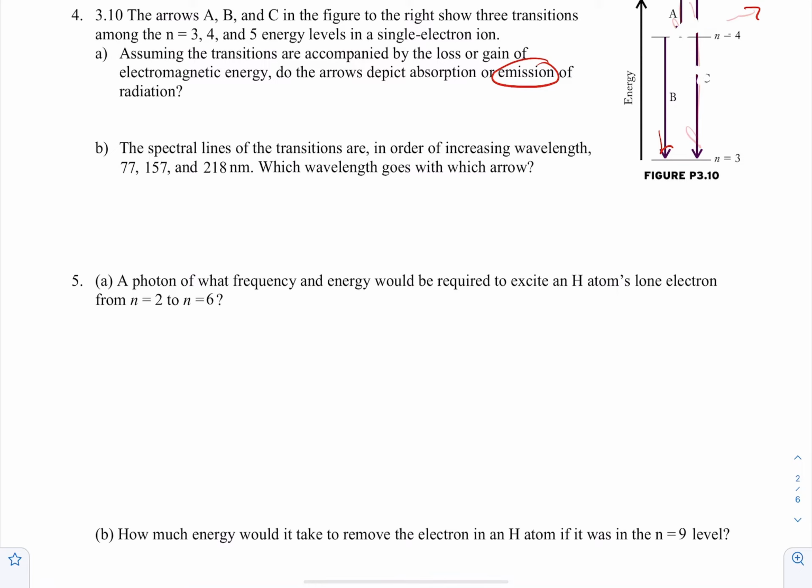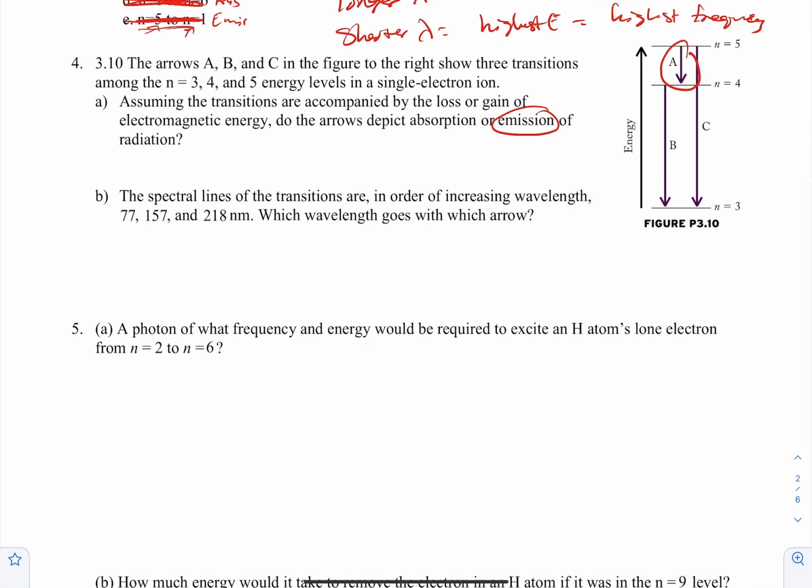Okay, again, looking at these energy diagrams in terms of wavelengths. This is the lowest energy, right? So lowest energy would mean what in terms of wavelength? That would be the longest, right? Longest wavelength, because this is the lowest amount of energy. So I'm going to say A is 218, because that's the longest one that we have.